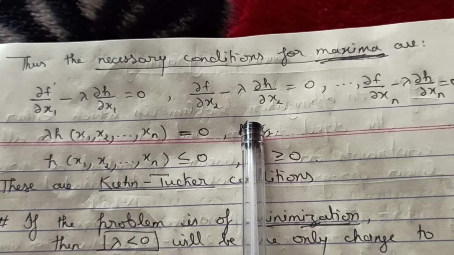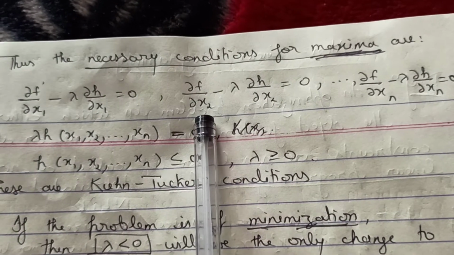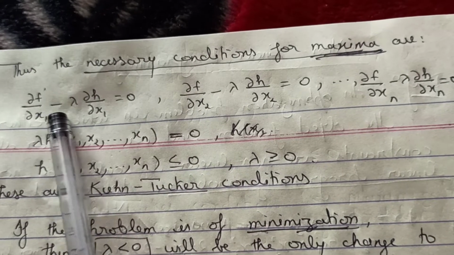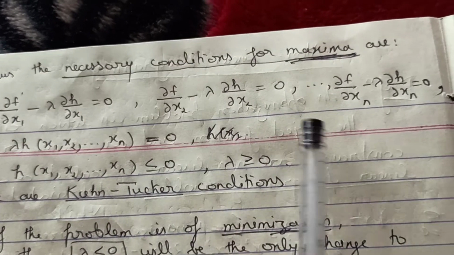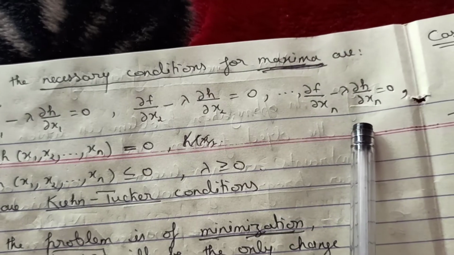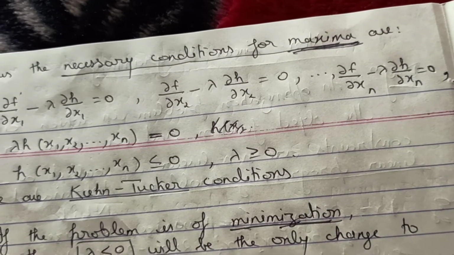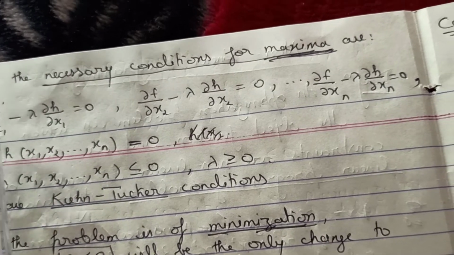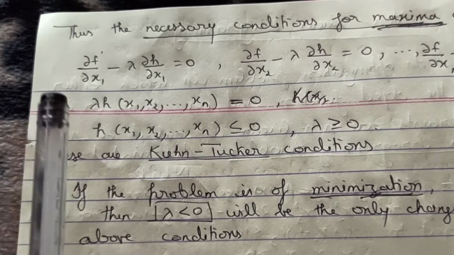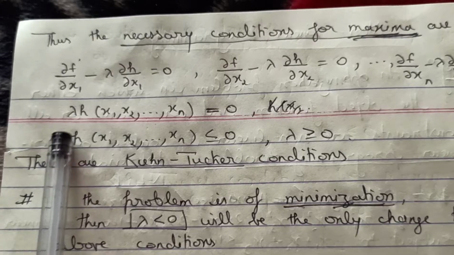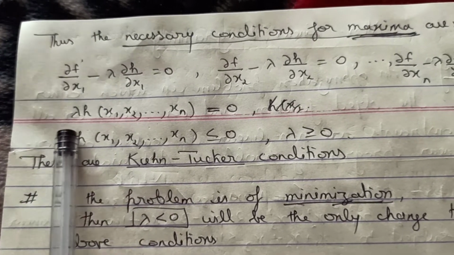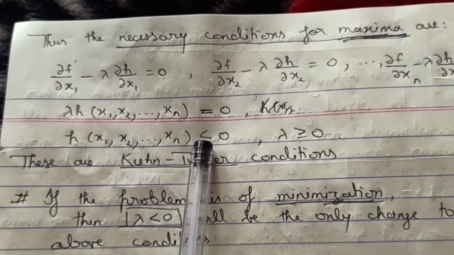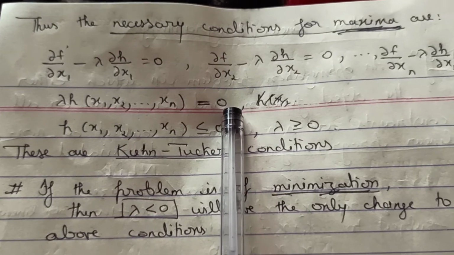Okay, then next we are partially differentiating the same equation with respect to x2, then x3 up to xn. So we will partially differentiate this equation with every variable. Okay, then the next condition is lambda times h of x1 x2 up to xn is equal to 0.